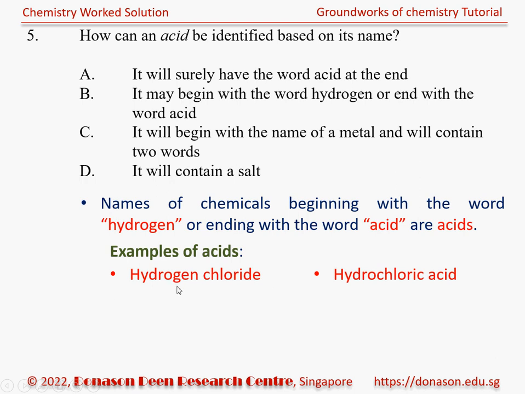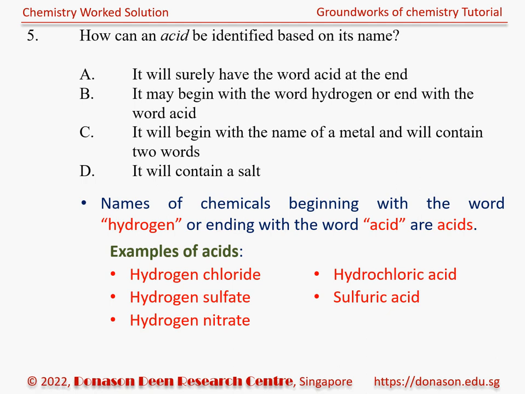Alternatively, we can also call hydrogen chloride hydrochloric acid. So here you can see it ends with the word acid. Of course this is a definitive way because it's already mentioned it's an acid. So this can be one of the ways to identify an acid. Hydrogen sulfate also begins with the word hydrogen followed by the name of an anion. So it is an acid, or we can also call it traditionally sulfuric acid.